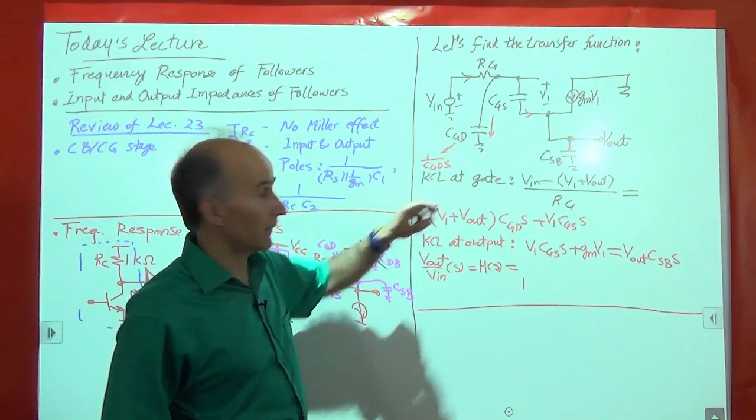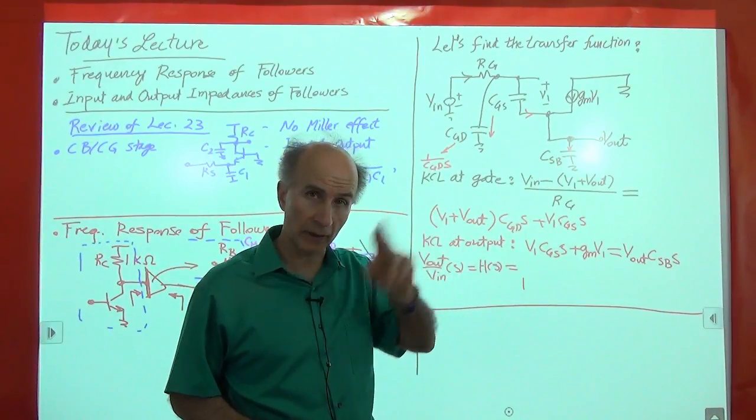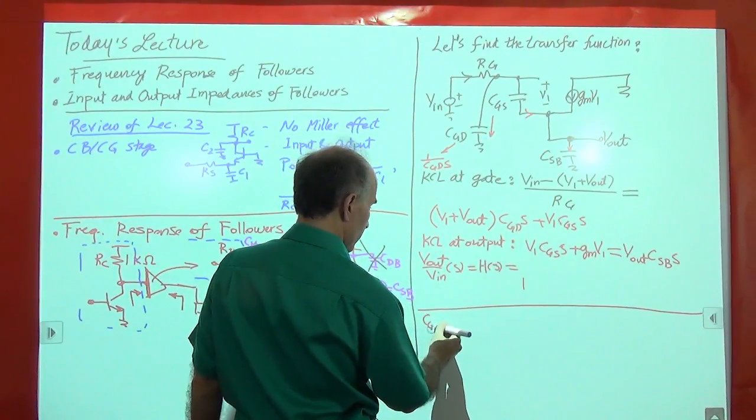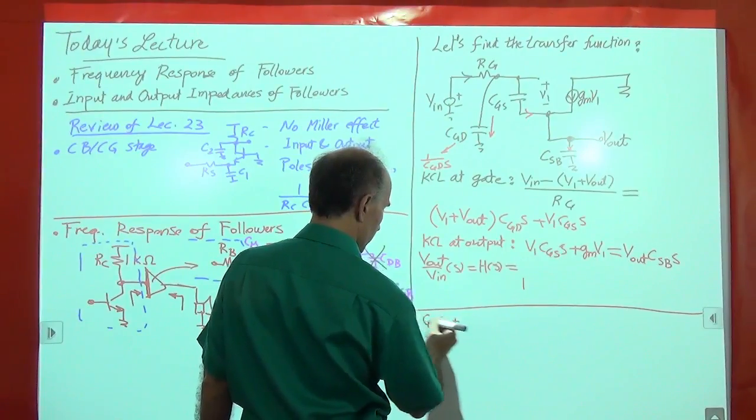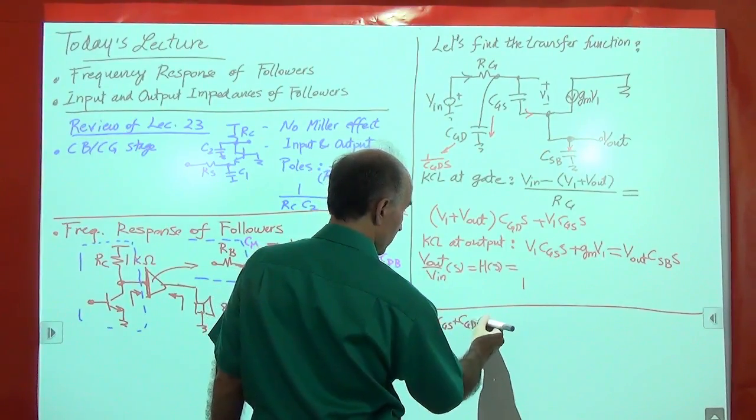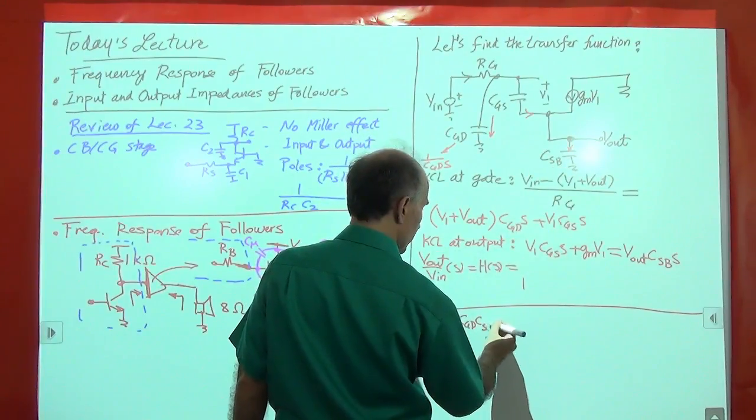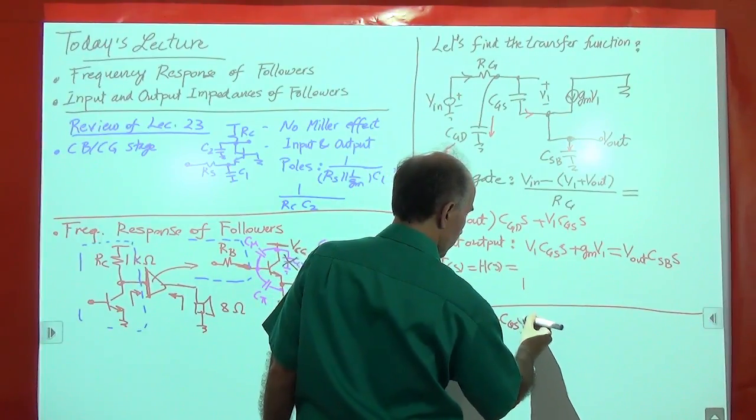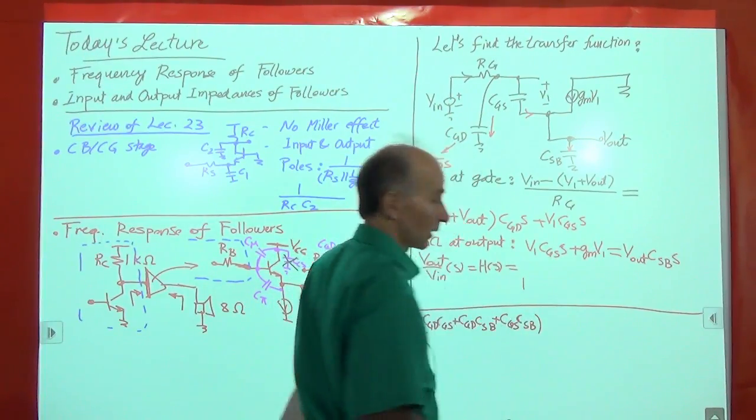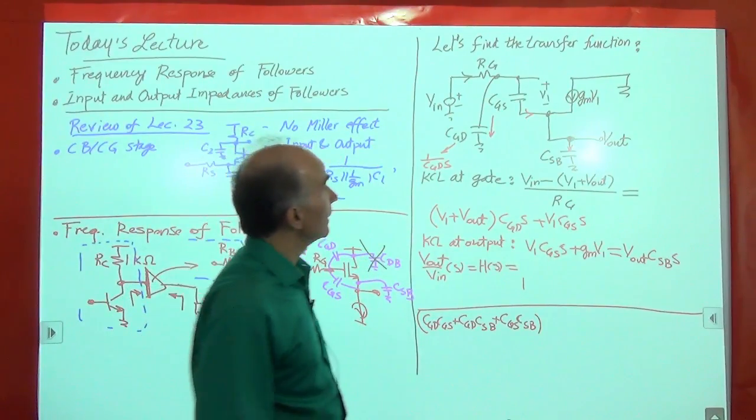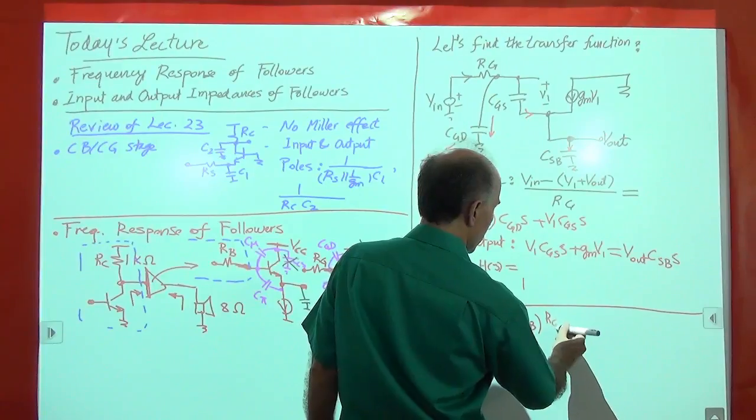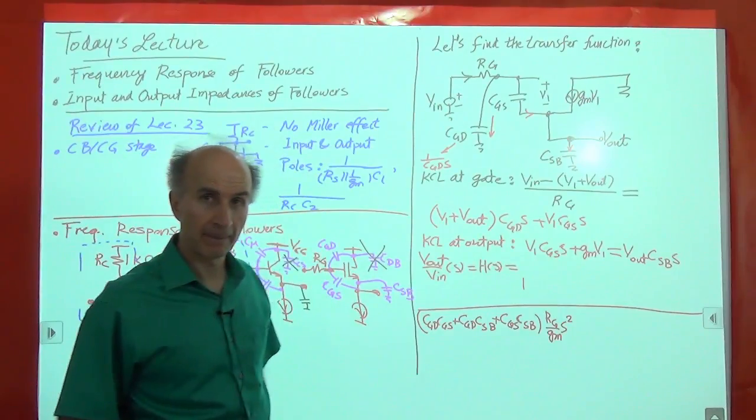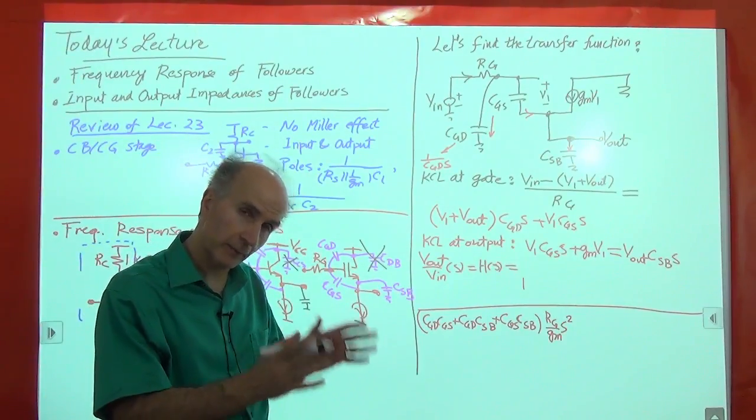Again, we have three capacitors. We're going to get the cross products of all these capacitors. So CGD CGS, plus CGD CSB, plus CGS CSB. This has to be multiplied by two resistances. One is RG, and the other is 1 over GM, and that's times S squared. So that's the S squared term in the denominator.